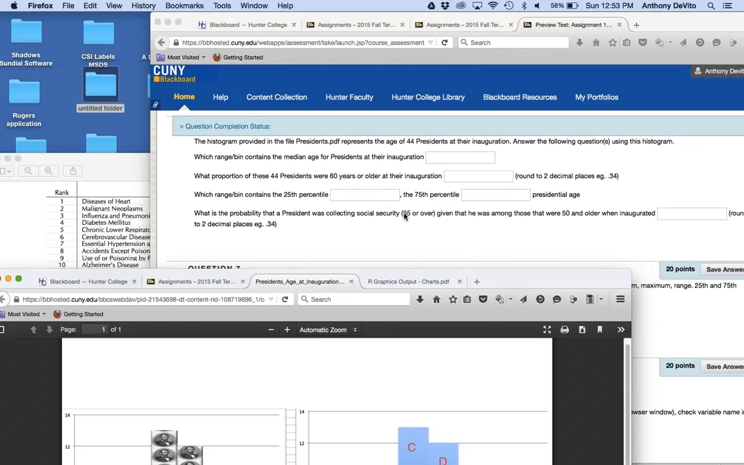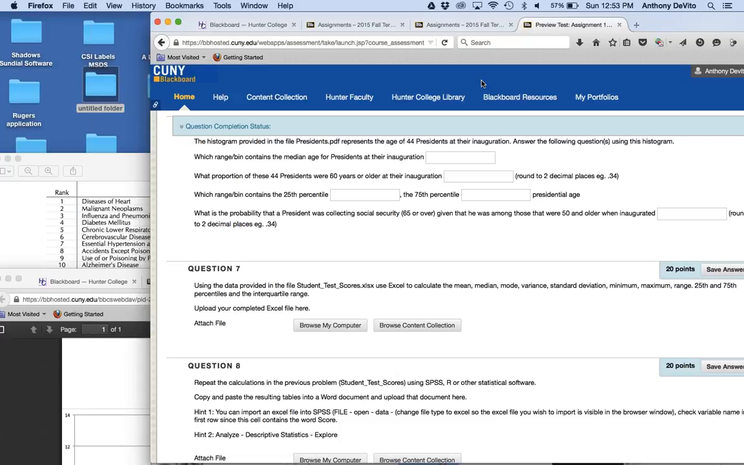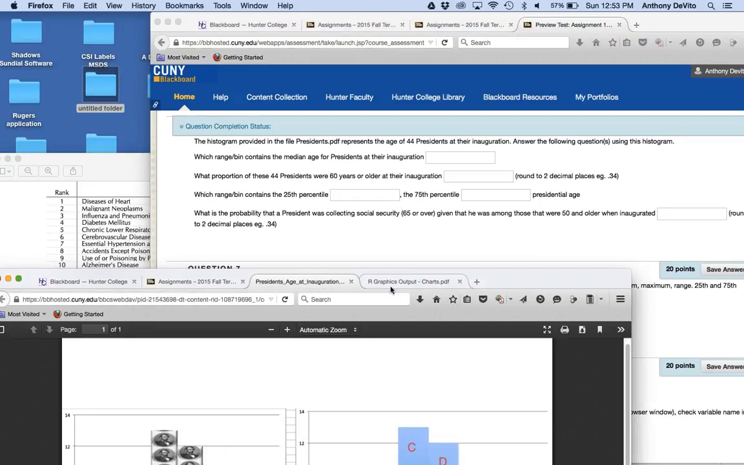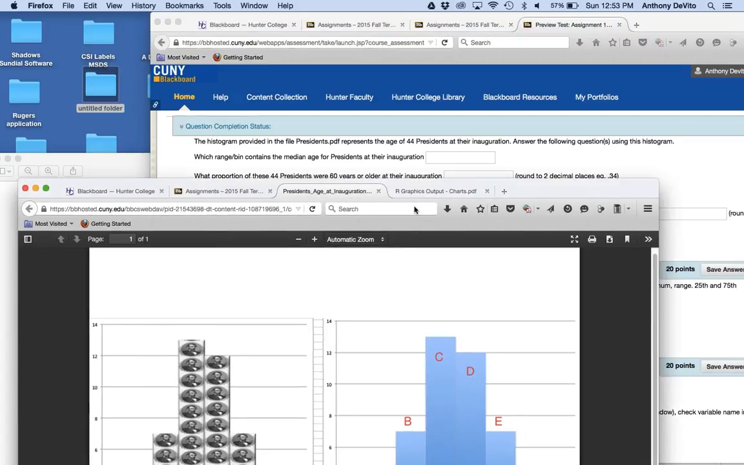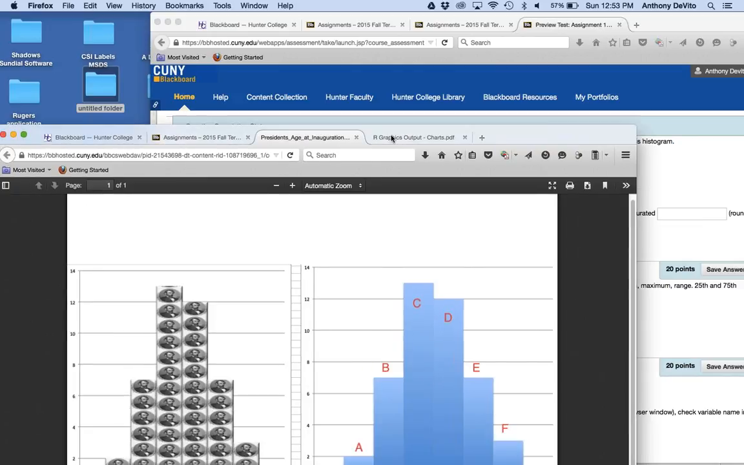Okay, what's the probability a president was collecting Social Security, was age 65? That is our conditional probability, right? We have one of those. Given that the president is among those that were inaugurated when they were 50 or older, what's the probability he was collecting Social Security? Well, in other words, that he was over 65. I use the old age for Social Security.